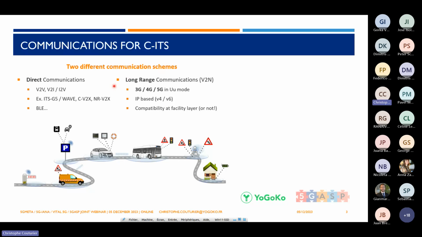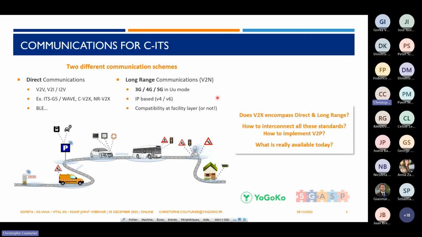And the other scheme of communication is the well-known long-range communication, typically based on IP, relying on 3G, 4G, or 5G in what we call Uu mode. Depending on the application, we can use either of these two schemes, and either of these standards. So this raises some questions.